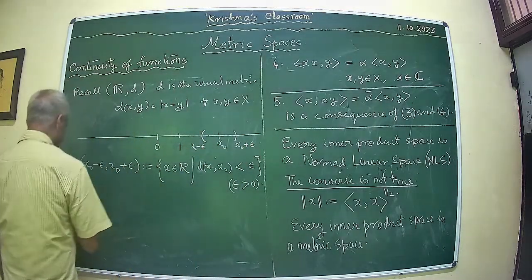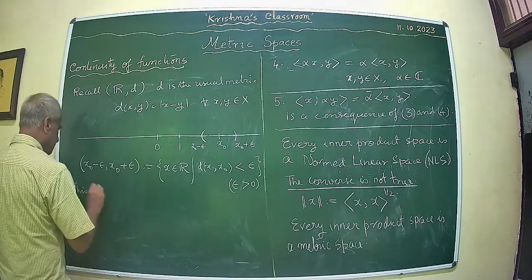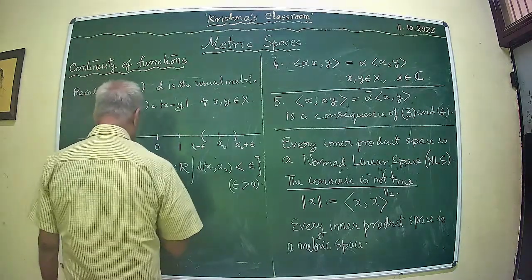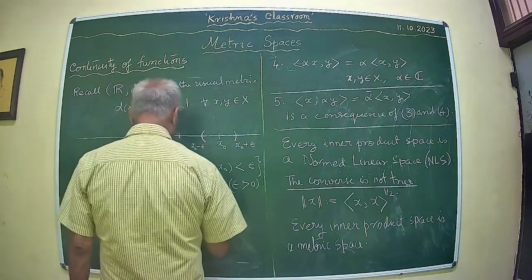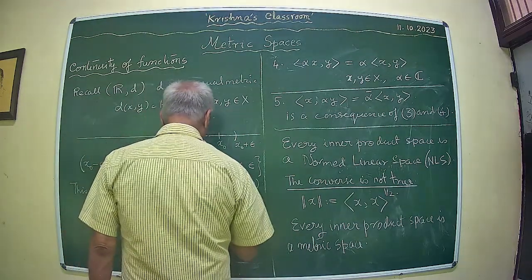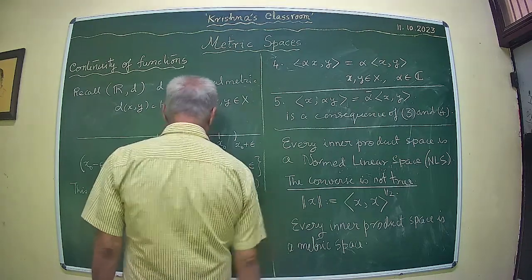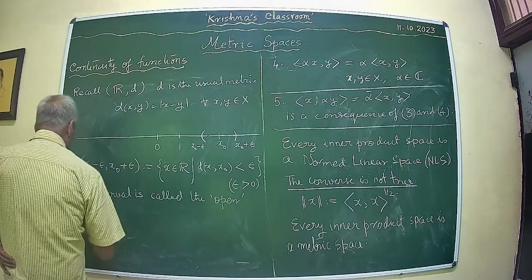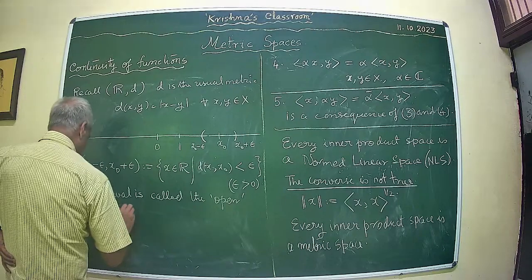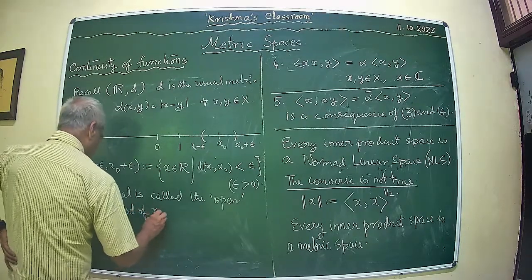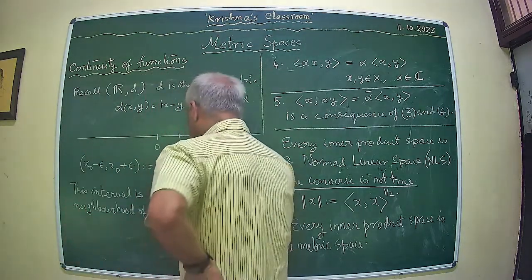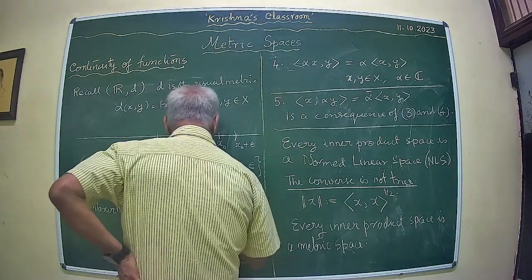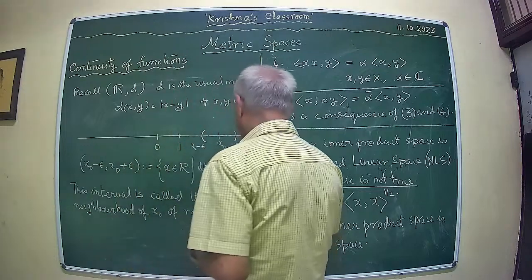So this is what you call the epsilon neighborhood of x naught. Now this interval is called, we use this word open without really defining it, the open neighborhood of x naught of radius, sorry, epsilon.